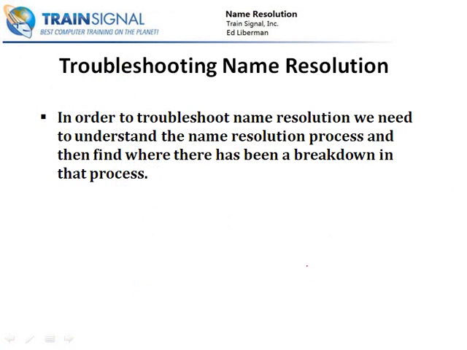When it comes to troubleshooting name resolution, I have a pretty simple philosophy about how I go about it. I have this listed on the screen for you. It says, in order to troubleshoot name resolution, we need to understand the name resolution process and then find where there's been a breakdown in that process. Now, this may seem really obvious to you. If you've been to a troubleshooting class, you will have heard that this is troubleshooting 101 for pretty much anything. The reason I put it out there in this manner is because I have seen so many administrators go about troubleshooting name resolution the wrong way. So let's go ahead and look at the process, and then I'll talk to you a little bit more about some of the mistakes that are made.